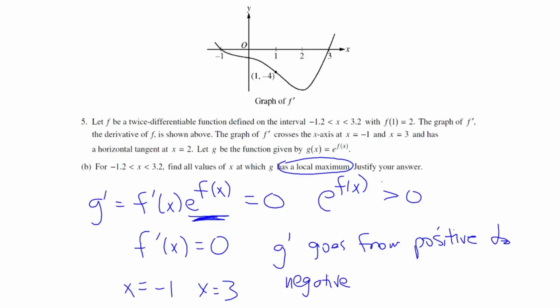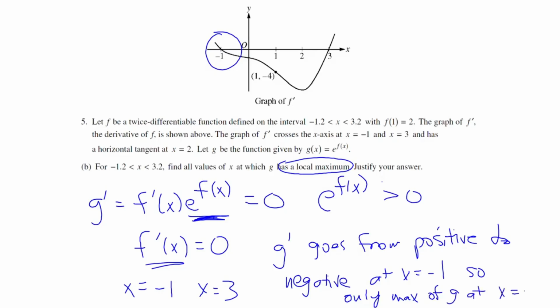And so the only thing that's going to tell us that is when f prime goes from positive to negative. And f prime goes from positive to negative right there at -1. So g prime is going to go from positive to negative at x equals -1. So the only max of g is at x equals -1. And that's it for part B.